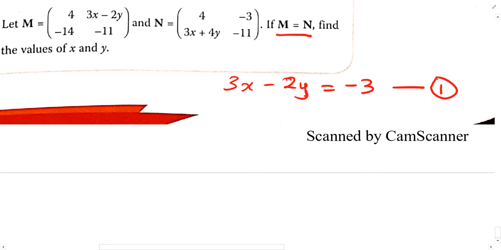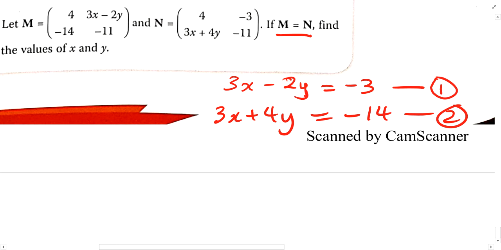Equation number 2, 4y equals -14. Equation number 2. Do you need me to do the simultaneous equation for you? I'm sure you can do it, right? So what do you get? X equals to? What do you have for x?